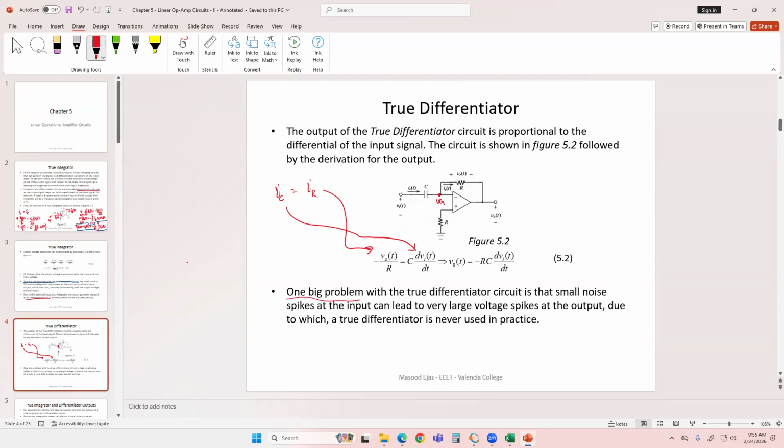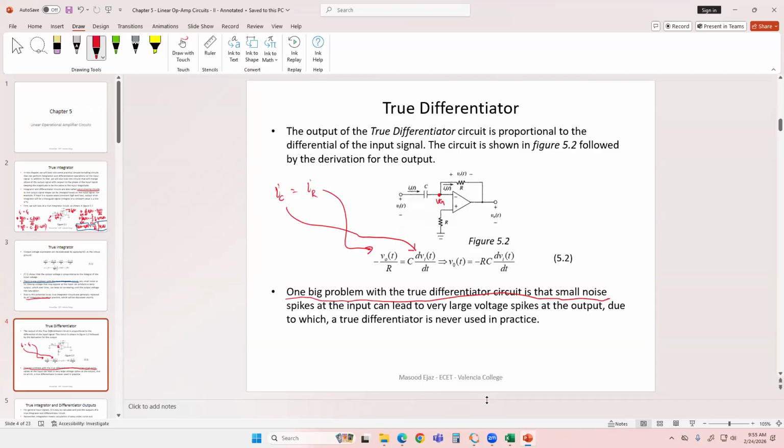There's a problem again with the true differentiator, and the problem is again the noise problem. If you have any small noise spike at the input, it can lead to a very large output spike. Why? Because remember, what is a differentiator? dV input over dt, right? It's the rate of change. It's not the actual value of the voltage, it's how fast the input is changing. That's what it is projecting at the output, the rate of change of the input, right?